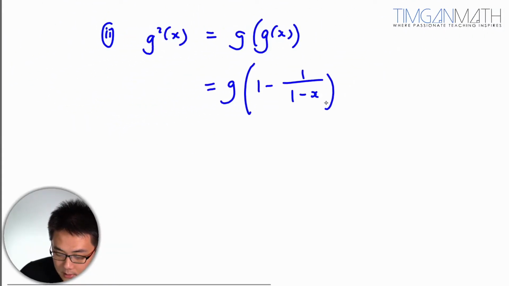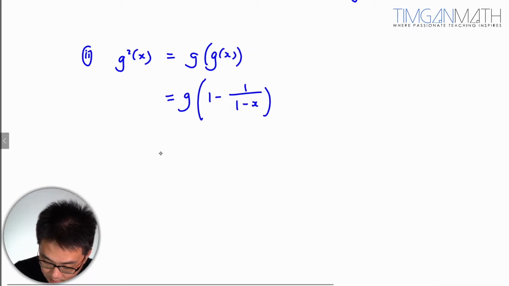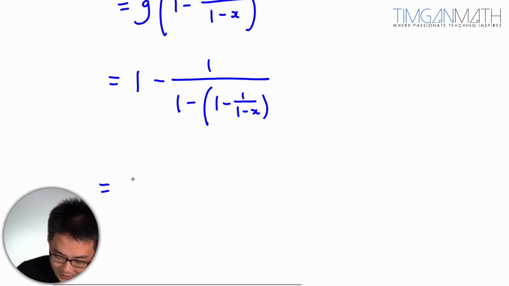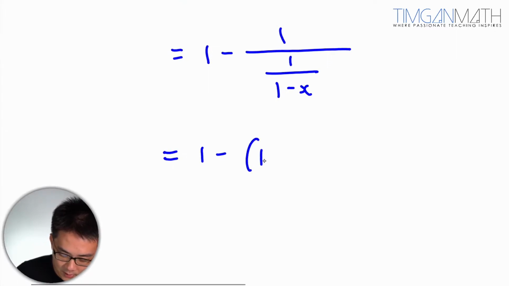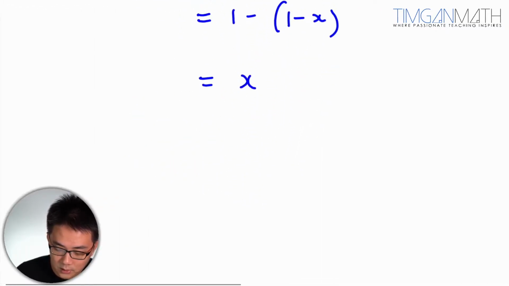1 minus x. Alright. Then after which we replace this whole x as an x here as well. So just be very, very careful here. 1 minus x. A lot of things going on here. So this would be 1 minus x. After which we get 1 minus x. And this will just be x. Okay, so g²(x).